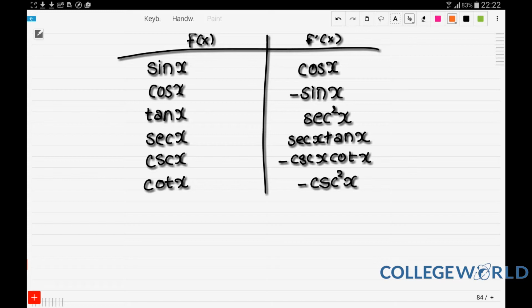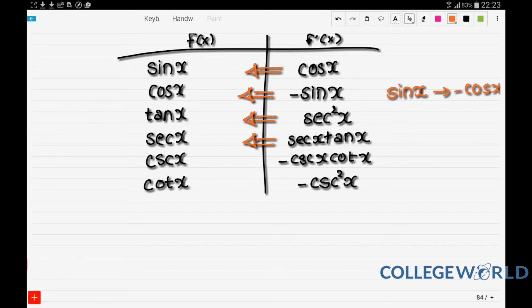In other words, if you want to integrate cosine x, you're going to get sine x. If you want to integrate sine x, you're going to get negative cosine x, sorry. Because if you differentiate negative cosine x, you're going to get sine x. Take the negative from here to there. And then if you want to integrate sec squared, you're going to get tan. If you want to integrate sec x tan x, you're going to get sec x, etc.